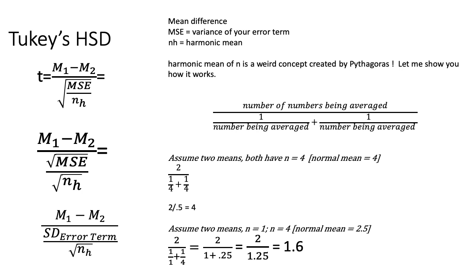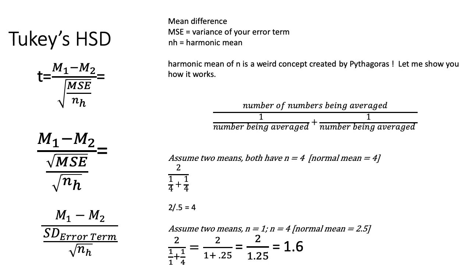So how does this work? Let me show you how the math works. When we have equal n, it works identically to how the normal average works. Don't ask me why, I don't know why. It seems weird that it does work, but it does. We can see it in action. We're averaging 2 numbers together, so 2 goes on the top, divided by the reciprocals of the 2 numbers we're averaging. Let's say both groups had a sample size of 4.